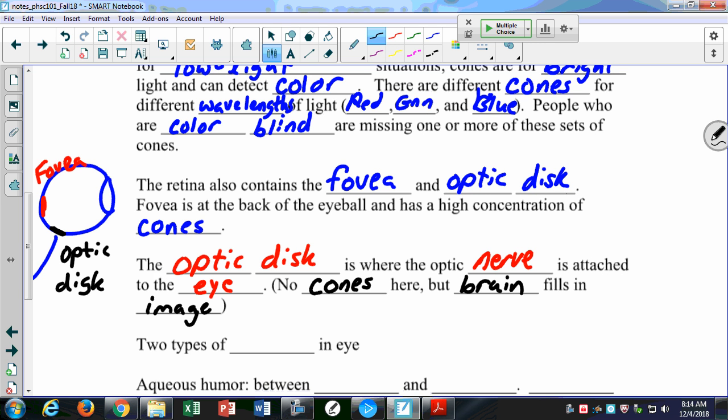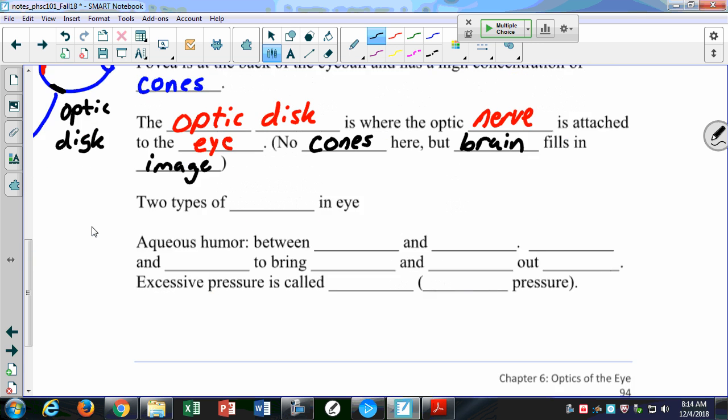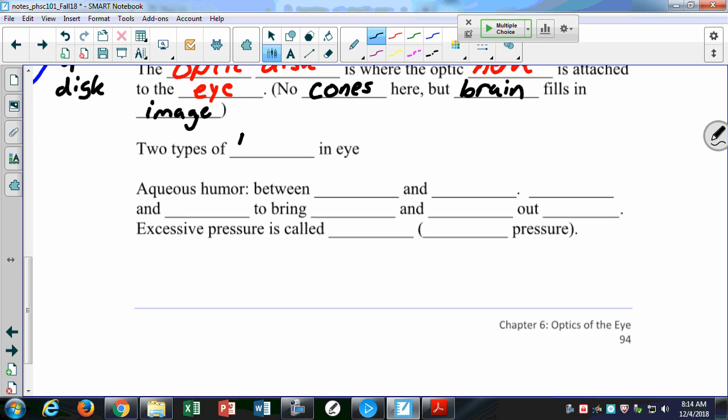Let's see, there are two types of liquid in the eye. We've already done this. We talked about this, but you could see it again. The aqueous humor is between the lens and the cornea. I remember this was where you get that condition, oh gosh, what's it called? I have it written down here. Oh yeah, glaucoma. When you have high pressure inside the aqueous humor.